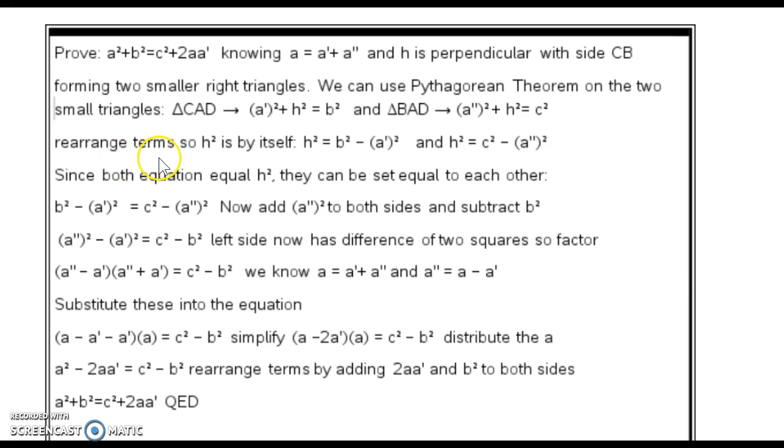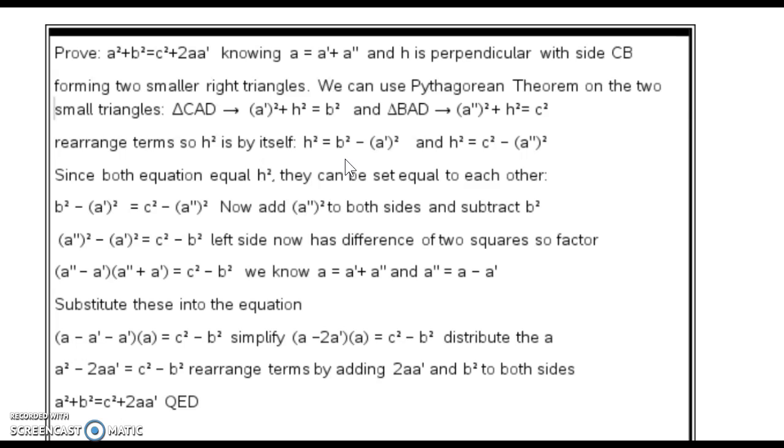So then I rearranged the terms so that H squared is by itself. So by subtracting A prime squared from B squared, we would get H squared alone. And then on the right-hand triangle, we would subtract A double prime squared from C squared to get H squared. So initially I had subtracted these two equations, and it didn't work out very well for me.